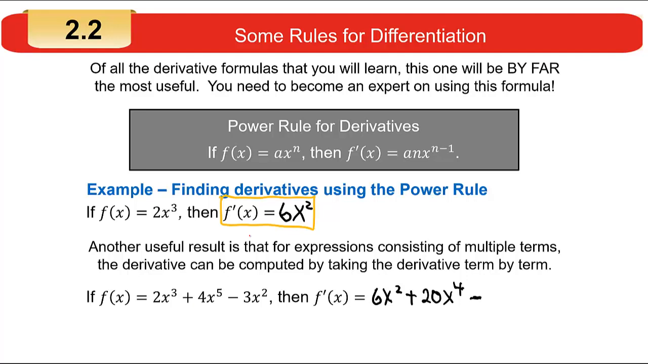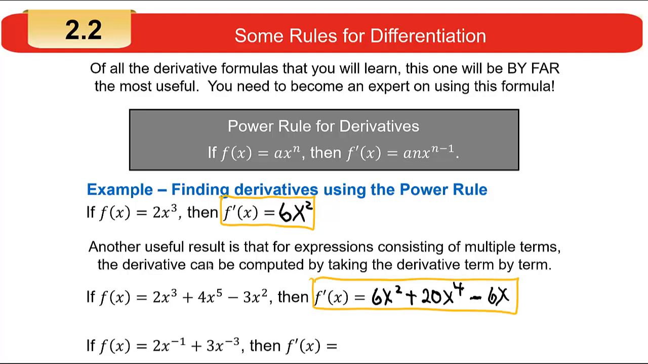Then you have a minus sign, and then you move to the third term. 3 times 2 is 6. Then you drop the 2 down to a 1, so you get minus 6x to the 1. And of course, you don't need the 1. An exponent 1 is understood, so if you want to write it as x to the 1, of course you can, but you don't really need the 1 there. And that's all there is to it. You should be happy to have a formula that saves you so much work.